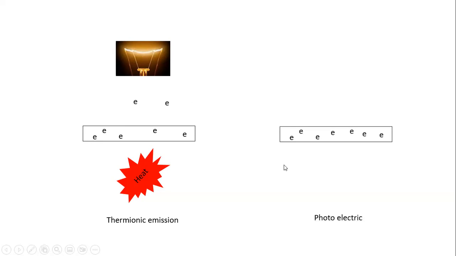The photoelectric effect would be similar to this in a metal. The only difference is we don't supply heat, we supply energy in the form of photons. So we expose the metal to photons. When a photon comes in, it transfers its energy to the electrons. The electrons absorb this energy and come out as photoelectrons. They are basically electrons. Examples of the photoelectric effect would be your solar cell or your calculator.